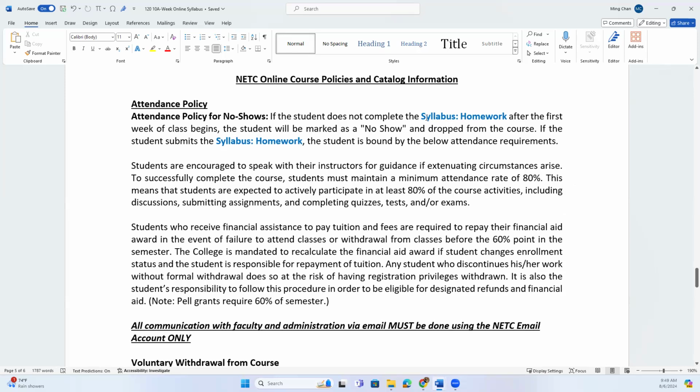So if you do not submit the syllabus homework, then you'll be dropped for no-show. That means you never show up for class, and the student is not financially liable for the class because you never showed up. But if you do submit the syllabus homework, that means the student will receive a letter grade for this class. Therefore, the student will be financially liable for the class, either paying out of pocket or applying financial aid to pay for the class.